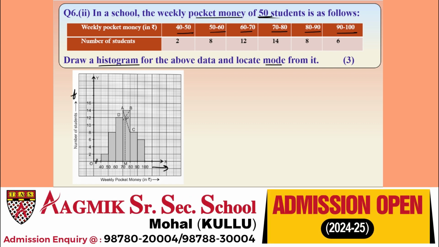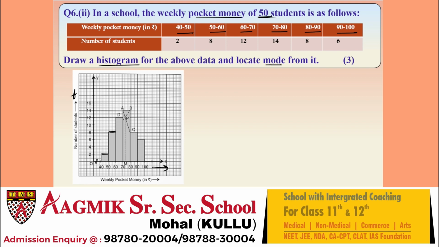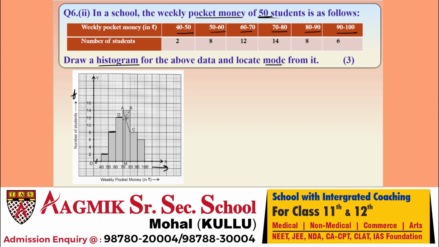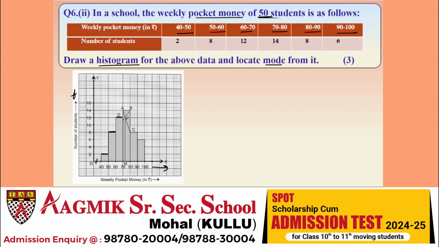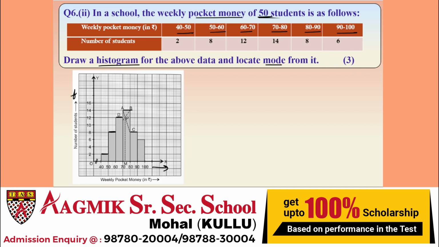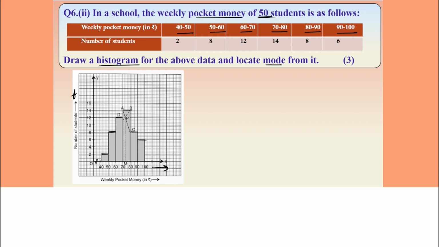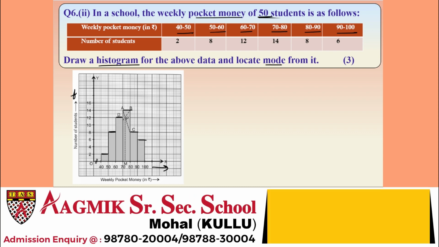For 40 to 50 the frequency is 2, so this is the height of the first bar. For 50 to 60 the height is 8. Then 60 to 70 height is 12. For 70 to 80 we have the maximum height, 14. Then 80 to 90 frequency is 8, so the height is 8. Then 90 to 100 it is 6. So we draw these bars, and that is how a histogram will be drawn.